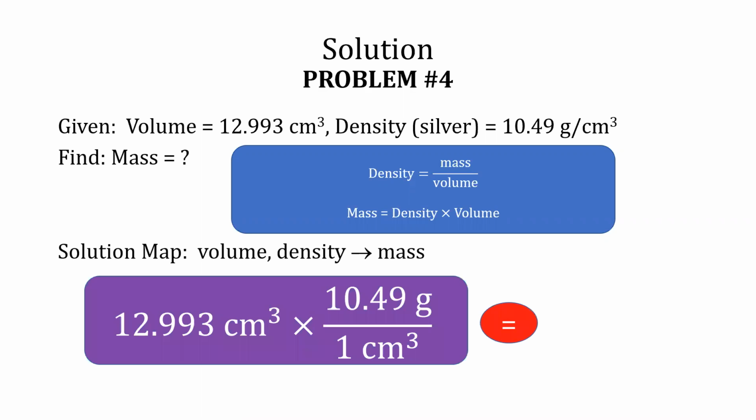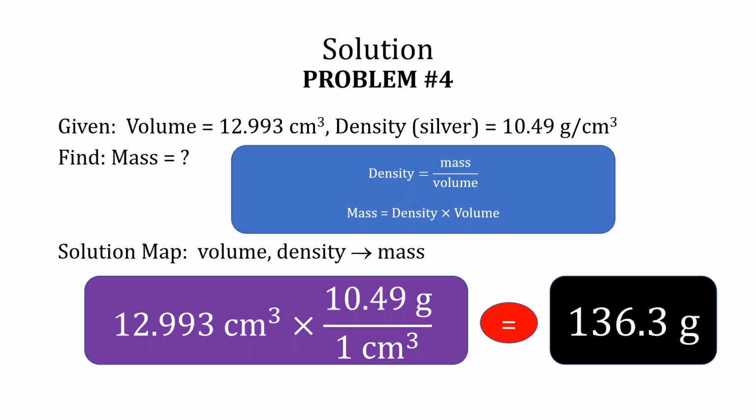The solution is, after multiplying the volume of 12.993 cubic cm times its density of 10.49 g per cm cubed, equals 136.3 grams.